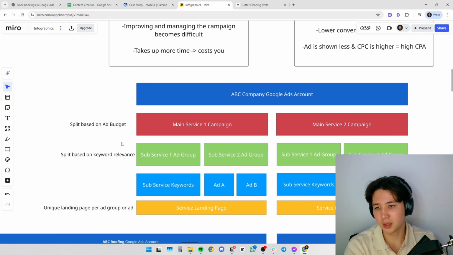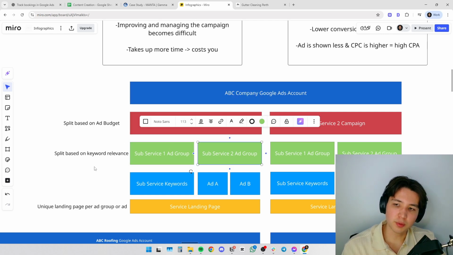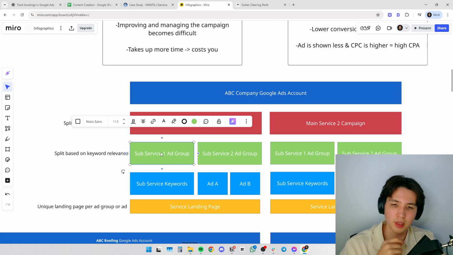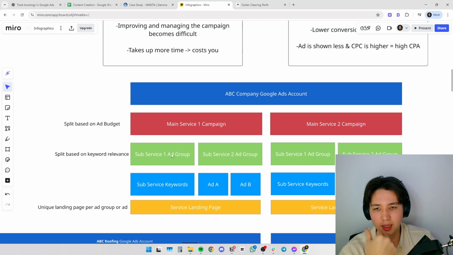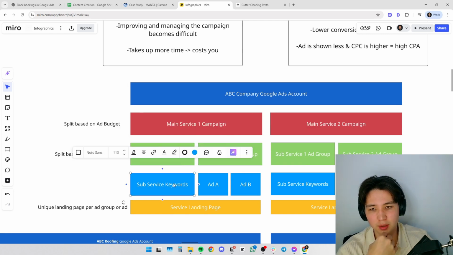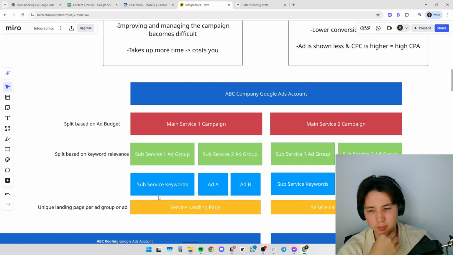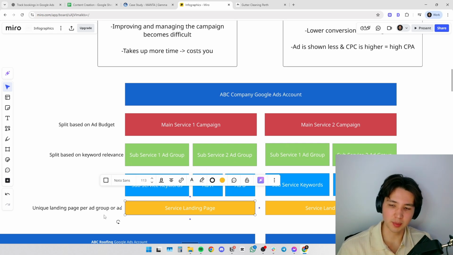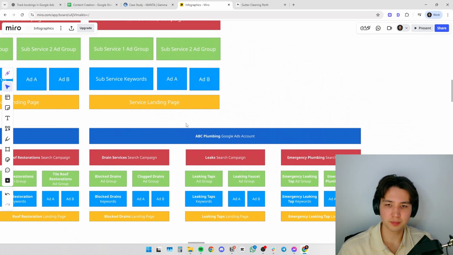So based on budget. Then I like to split those campaigns into different ad groups based on keyword relevance, right? So I like to put what I call sub services in there, which you'll also see in a sec with examples. And then in those ad groups, you're obviously going to have those keywords, and you may do A/B testing and have ad A and ad B. That won't be really covered in this video. It's a bit off topic, but yeah. And then for each ad group, you're going to have a service landing page that is dedicated to that ad group's theme, right?